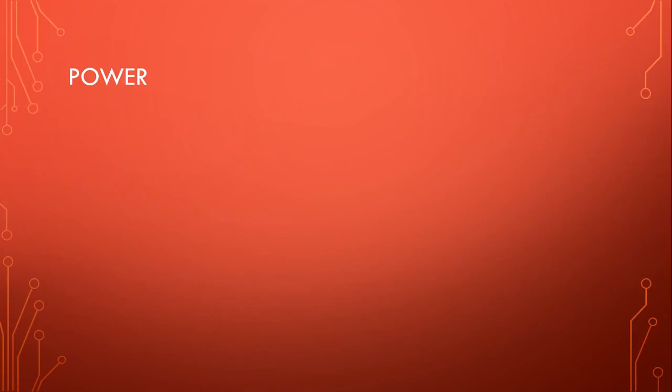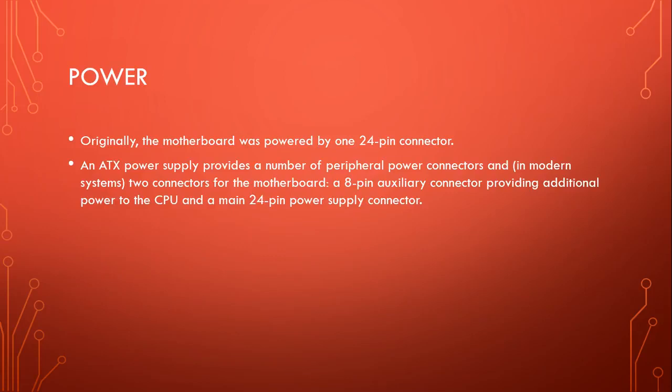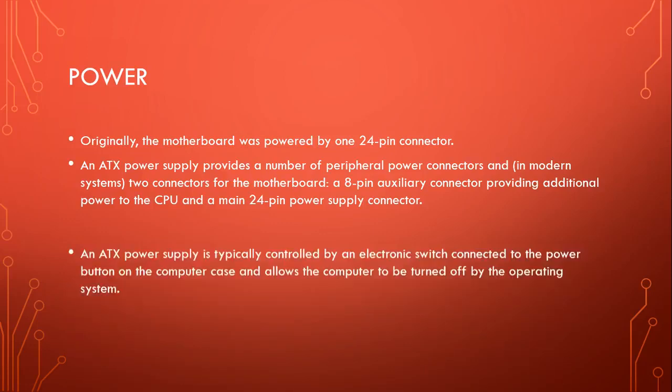And of course, we need to talk about power because the motherboard is the primary consumer, unless you have a GPU. Originally, the motherboard was powered by one 24-pin connector. So you would have this 24-pin connector that would come from your power supply, and it would plug into your motherboard to supply energy. An ATX power supply provides a number of peripheral power connectors, and in modern systems, 2 connectors for the motherboard. You have the 8-pin auxiliary connector providing additional power to the CPU because the CPU needs its own energy, and a main 24-pin power supply connector. So obviously you don't have just one 24-pin connector. Now you have at least 2 mandatory connections.